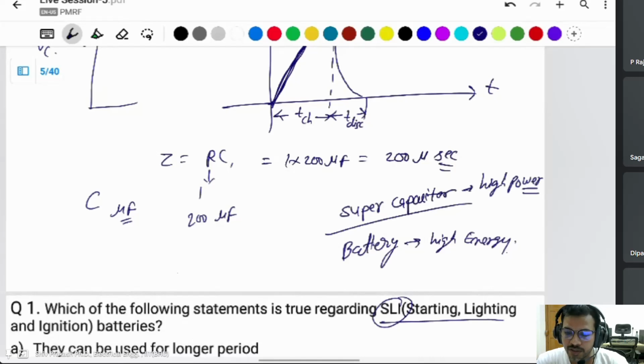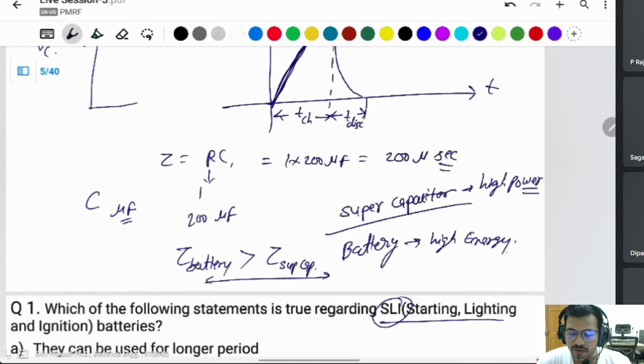But suppose you want to reach a quick speed, like 100 km per hour in 2 to 4 seconds, then what happens? It requires a high amount of power at that time. It means a high amount of current in a certain duration. The battery's time constant is greater than the supercapacitor's time constant.